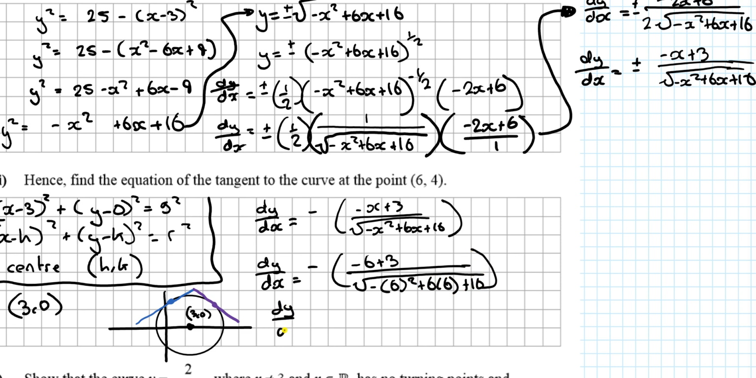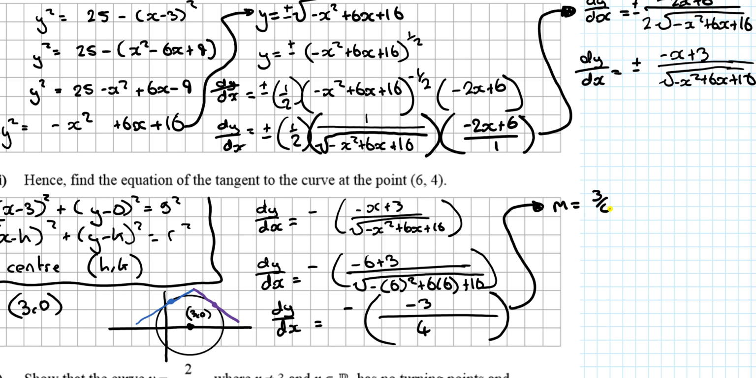dy/dx is equal to minus 3 all over, simplify this bottom line, the square root of minus 6 squared. Now it's not the minus that's being squared, it's just the 6 plus 6 times 6, which would be 6 squared, plus 16, so we're going to end up with 4 here. Square root of 16 would be 4. So m, the slope, is equal to 3 over 4.